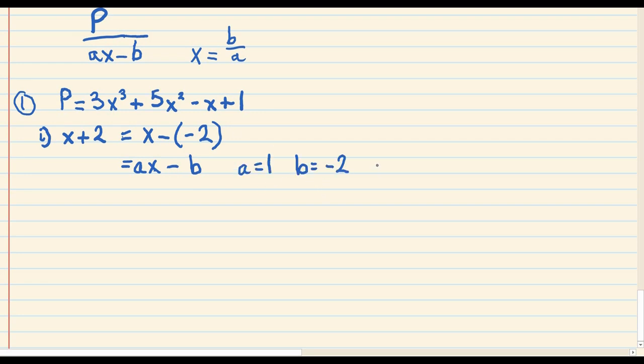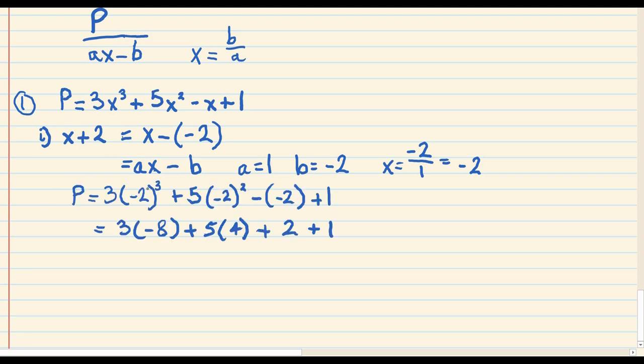Now you can calculate the value of x. When you do this, you get x as negative 2. Then you just substitute it into this equation. 3 times negative 2 cubed, which is negative 8, plus 5 times negative 2 squared, which is 4, minus negative 2, which is plus 2, plus 1, which gives you negative 24 plus 20 plus 2 plus 1, which finally comes to negative 1. And that's the value of the remainder when you divide p by x plus 2.